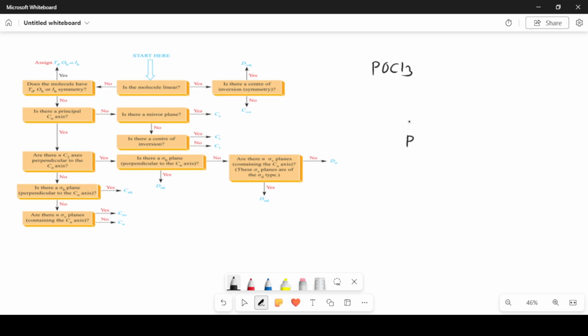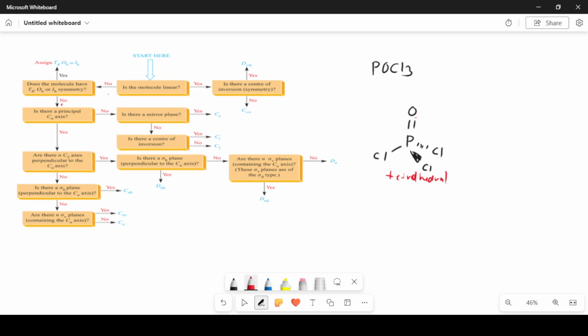POCl3 and its basic criteria is ito. Ayan. Okay, ayan yung basic criteria niya. 3D molecular structure. So let's answer the question. Is the molecule linear? No, again. Does the molecule have TD, OH or IH symmetry? So ito tetrahedral to eh, actually. This is tetrahedral. However, meron tayong naibang bonded atoms of P, and that is the oxygen. So hindi na siya magiging TD point group. It will be a TD point group if and only if the O is Cl. Okay? You get the idea for that.